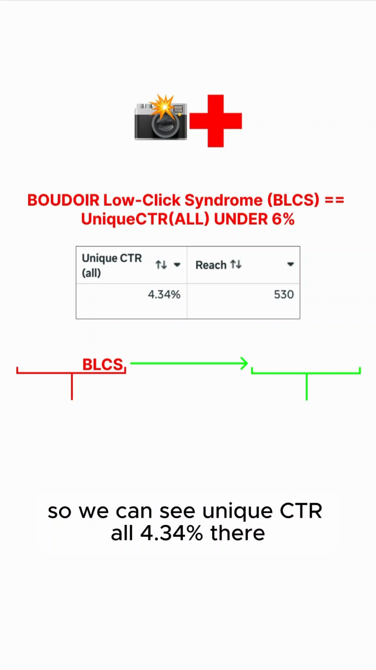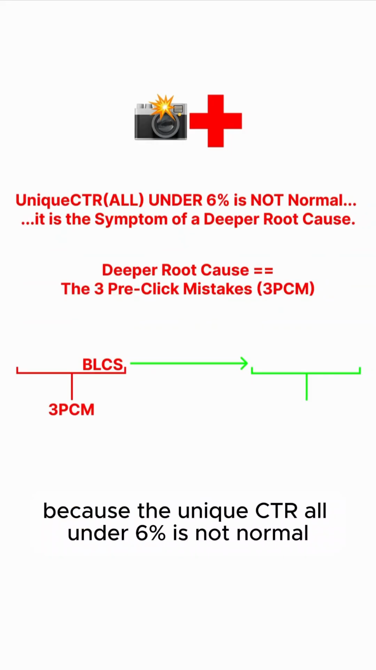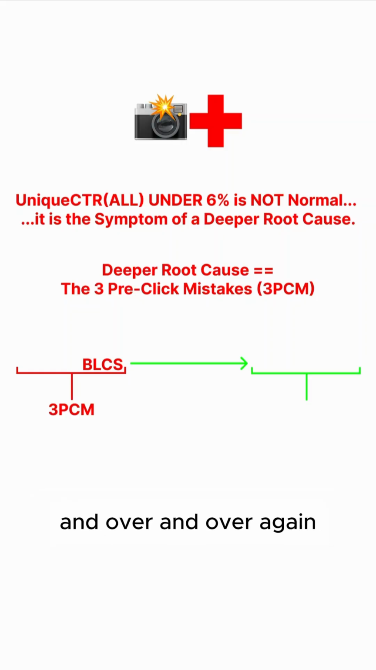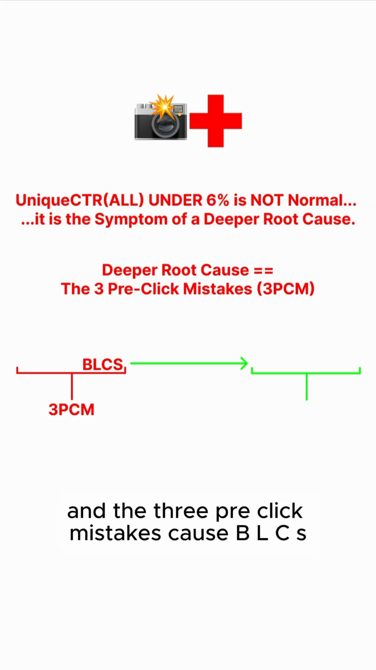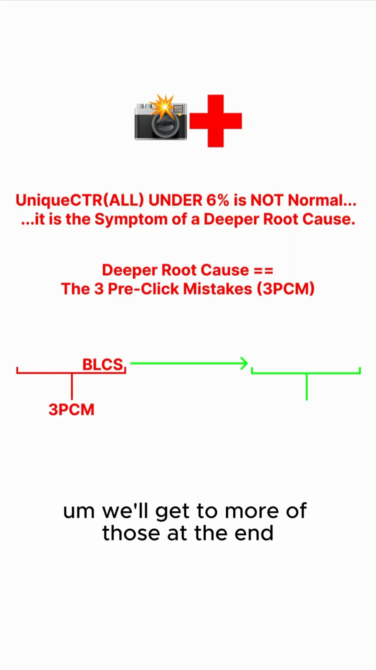So we can see unique CTR 4.34% there. We need to focus on this first because a unique CTR under 6% is not normal. It's extremely common, and it's what I keep seeing over and over again. Every single Boudoir Facebook ad I've seen and tested has BLCS, unique CTR under 6%. And it's a problem because it's actually the symptom of a deeper root cause: the 3 pre-click mistakes. The 3 pre-click mistakes cause BLCS, and we'll get to more of those at the end.